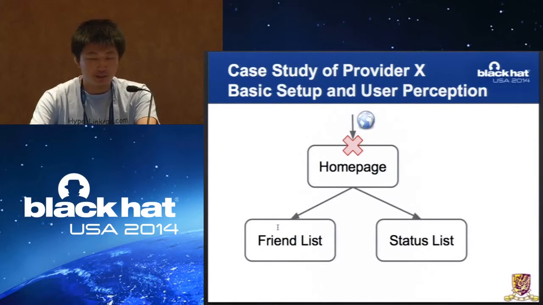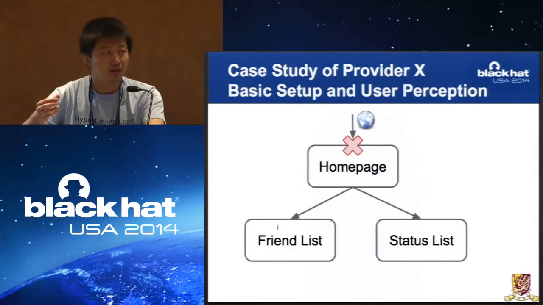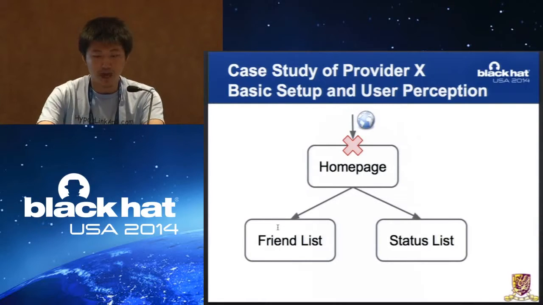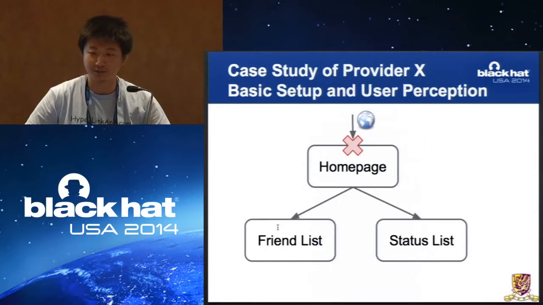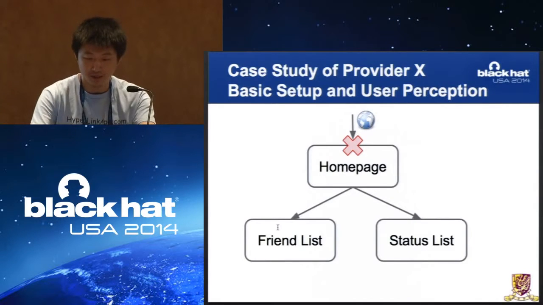Normally, if you visit a stranger's homepage, that is, you are not friends, then the homepage will act as some gatekeeper. The system will block you at the homepage so that you cannot further access the friend list or status list. So this is what you will get from your browser. And this gives the user an impression that, okay, the homepage is gatekeeping those data objects behind the homepage.